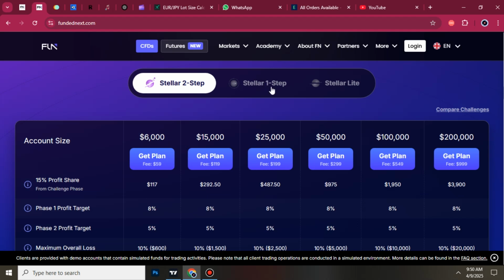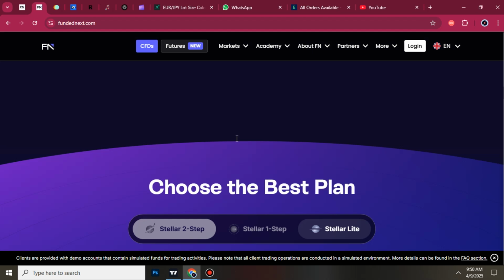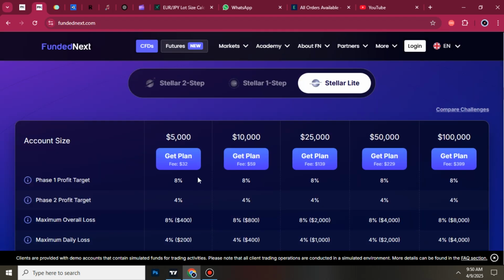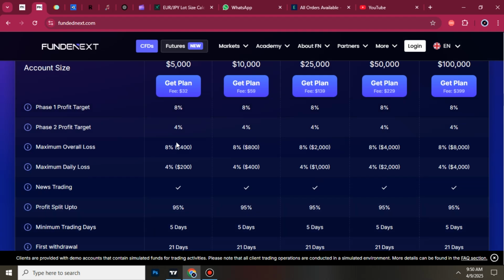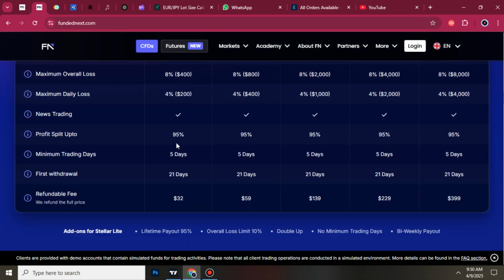Now for Stellar Lite, because I believe most people can always afford Stellar Lite, right? Stellar Lite 5k goes for $32. You only need to make 8% and 4% to pass the challenge. So simple. You can trade news, you can do whatever you want. The account is yours. You have your first withdrawal after 21 days, and like I say, $32, guys.